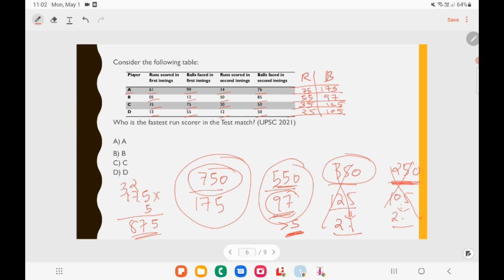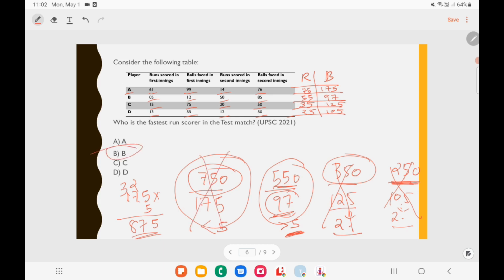Here you have only 750. It is less than 875. So this will be less than 5. Right? Anyway, because it is going to be 4 point something. So you got that option B is the right answer.